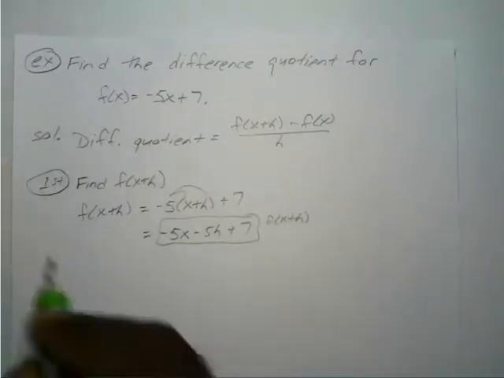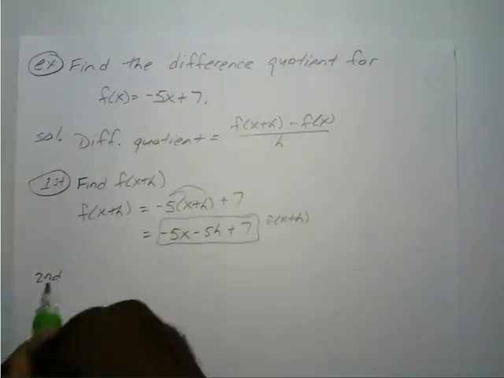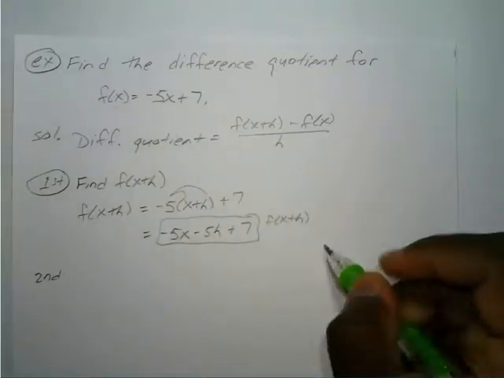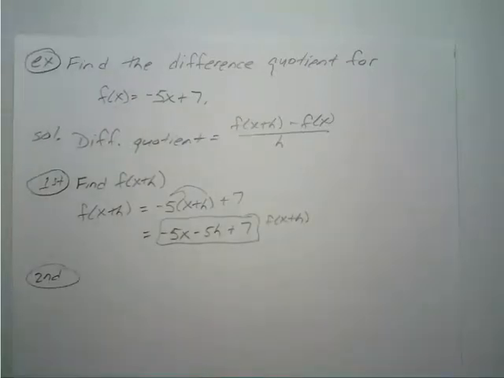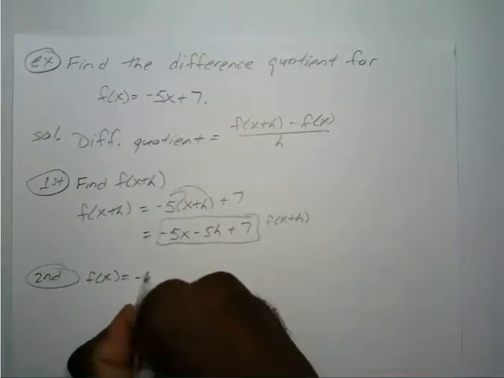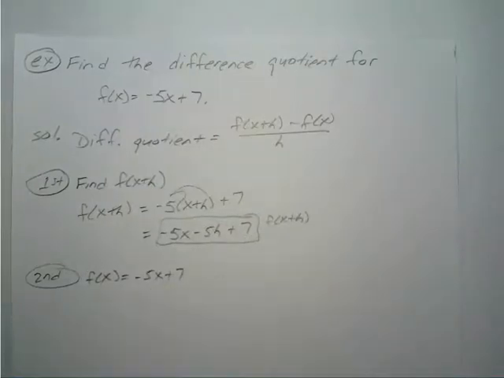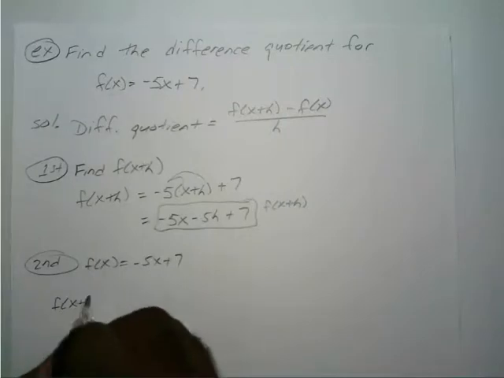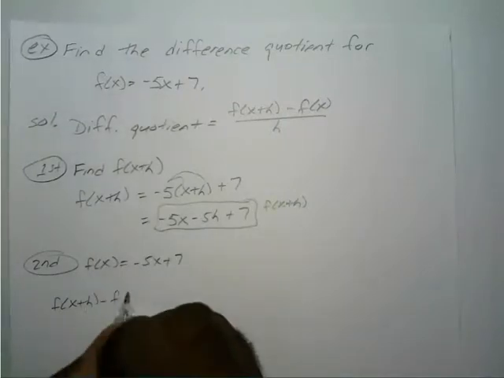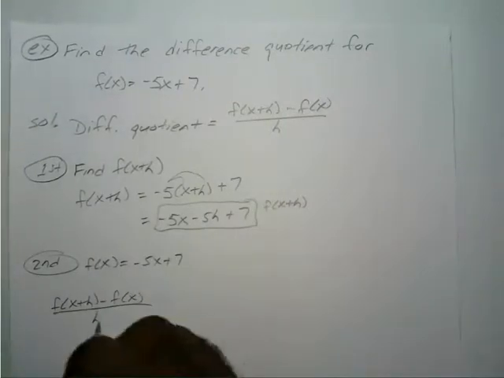Now for our second step, we already know our f of x, so we're going to go ahead and plug it in. f of x is equal to, we have that up there, negative 5x plus 7. We plug that in. So f of x plus h minus f of x all over h.